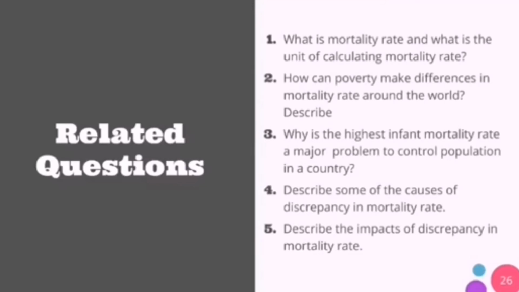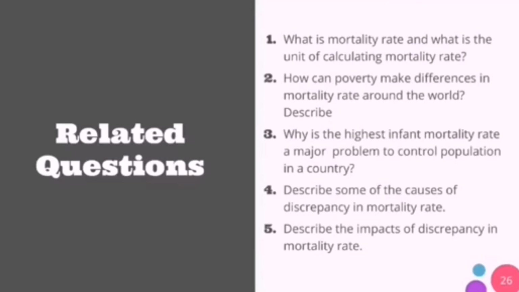Then, why is the highest infant mortality rate a major problem to control population in a country? We have already discussed it as well. We have seen how parents become so conscious or tense about the future if they lose their child. That always inspires them to have more children, and that is how infant mortality leads to higher population. If parents keep having more children, the population of the country will increase day by day and go out of control.